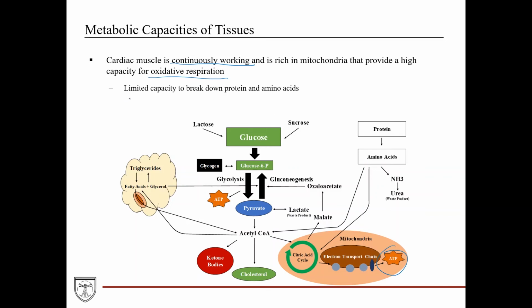The other thing is that cardiac muscle has a limited capacity to break down protein and amino acids. And that makes sense. You don't want to be breaking down heart muscle tissue or heart muscle structure because that's just damaging to the heart and counterintuitive. And so it makes sense that it has a limited capacity to get energy via amino acids.